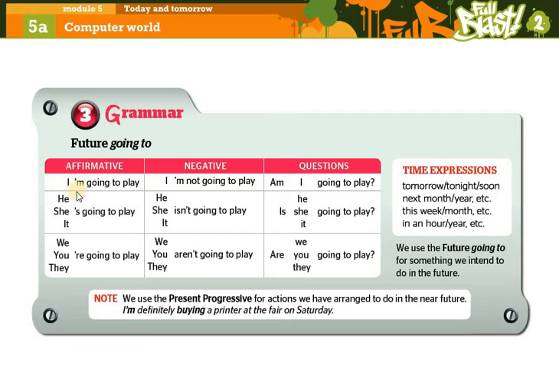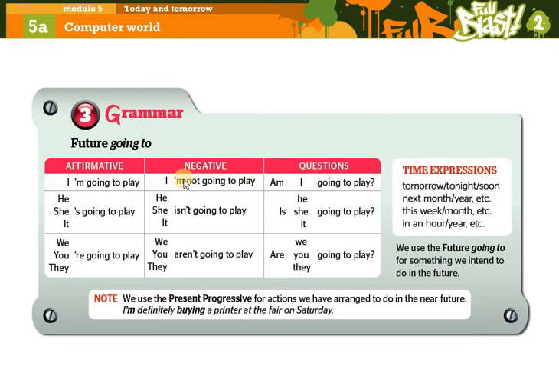I am going to play. He, she, it is going to play, not plays. It's only play, the base form of the verb. We, you, they are going to play. Pay attention to the agreement of the subject and the verb to be. We say I am, he, she, it is, we, you, they are going to.